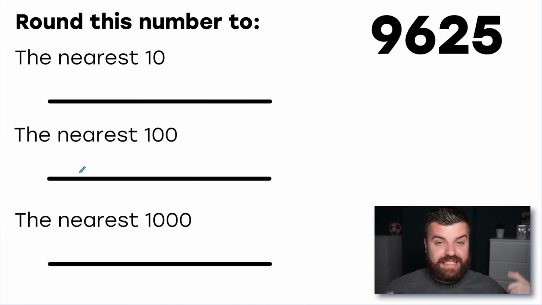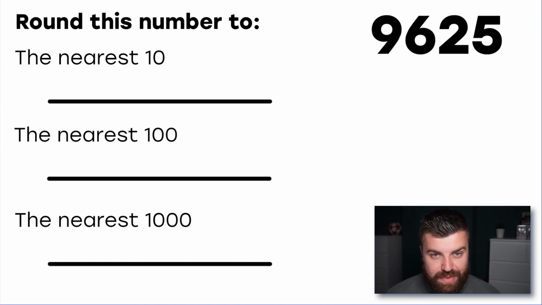I'm hoping that this technique makes sense to you guys. It's worth practicing and practicing and practicing. And what I've got here is the ultimate question. I want you to take 9,625 and round it to the nearest 10, round it to the nearest 100, and round it to the nearest 1,000. See if you can get 3 different answers using this technique that we looked at today. And if you get all 3 answers, let us know in the comment section down below and we'll see if you got all 3 correct.